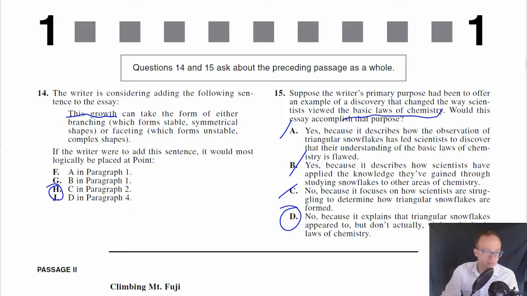Okay, so to keep this one short, because I know we've already been going for quite a while, I'm going to end here, and we'll continue next time with the next passage. So hopefully this was useful to you.